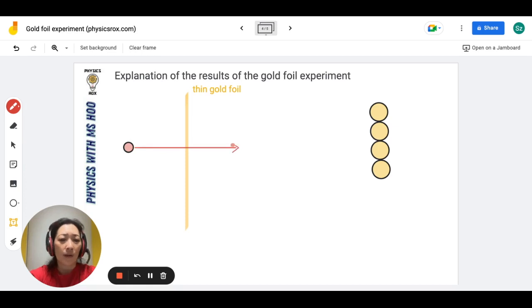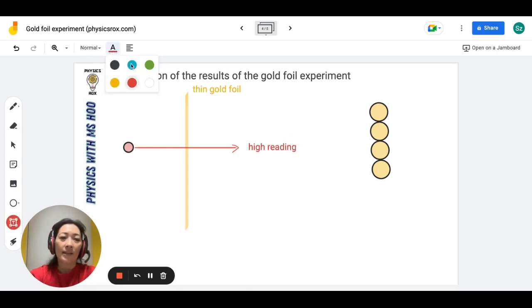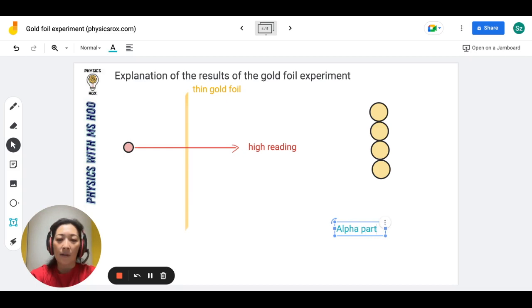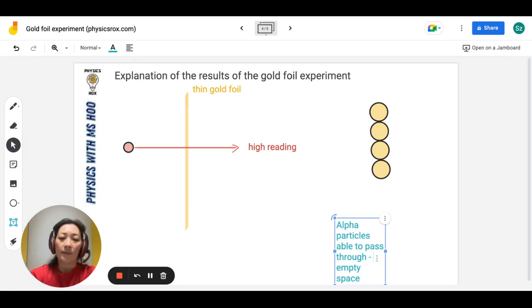So if it could go straight through, that means there's actually a lot of empty space. So most of them were able to pass through. I'll put here a high reading. What this tells us is that there is a lot of empty space. So alpha particles were able to pass through. This means there is plenty of empty space. So I'm going to put here a lot of empty space.